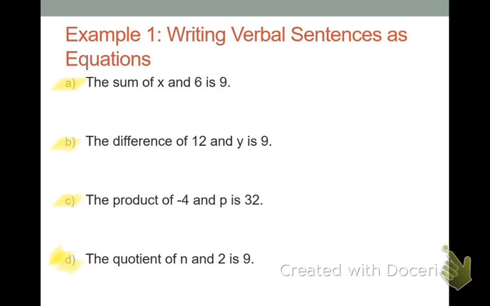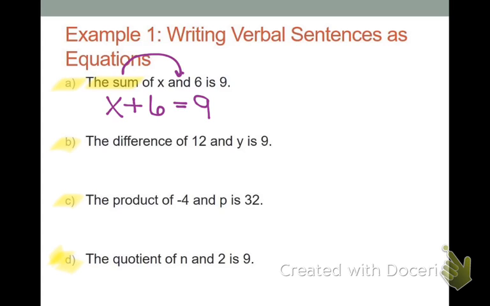Okay, so the sum of x and 6 is 9. We need to first look for the operational key word. What word in that sentence tells me the operation? Which word? Sum. So the sum of x and 6. And then where you see the word and, okay, that's where you can plug in the operation. So sum, you said, means addition. So we've got x plus 6 equals 9. X plus 6 equals 9. X, plug in the plus sign, 6 equals 9.